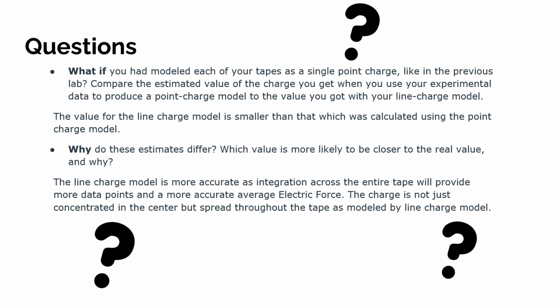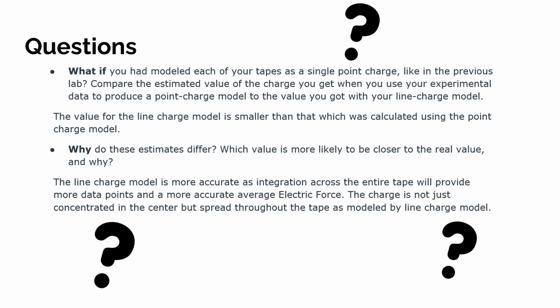So some of the questions that I had to answer is, what if you had modeled each of your tapes as a single point charge like in the previous lab? And I went ahead and said that the value of the line charge is smaller than that which was calculated using the singular point charge model. And why do these estimates differ? Well, the line charge, though smaller, is more accurate, as integration across the entire tape will provide more data points and a more accurate average electric force. The charge is not just concentrated in the center, but spread out throughout the tape as modeled by the line charge.